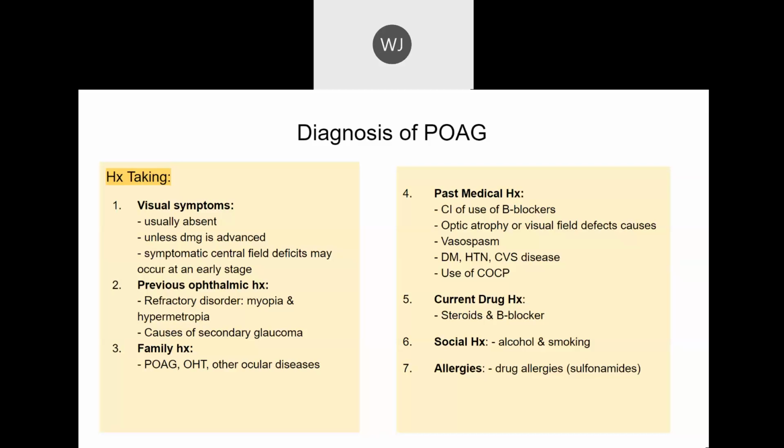And the fifth one I've mentioned just now, beta blockers, you need to ask for drug history and also steroids. Whereas for social history, you need to ask for smoking and also alcohol. And the last one, you need to ask for allergies, if there are any drug allergies. All right, next I'll pass on the stage to Amirul.